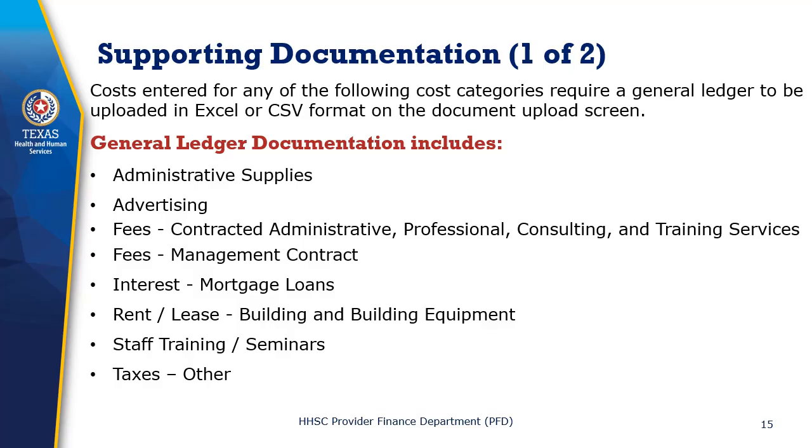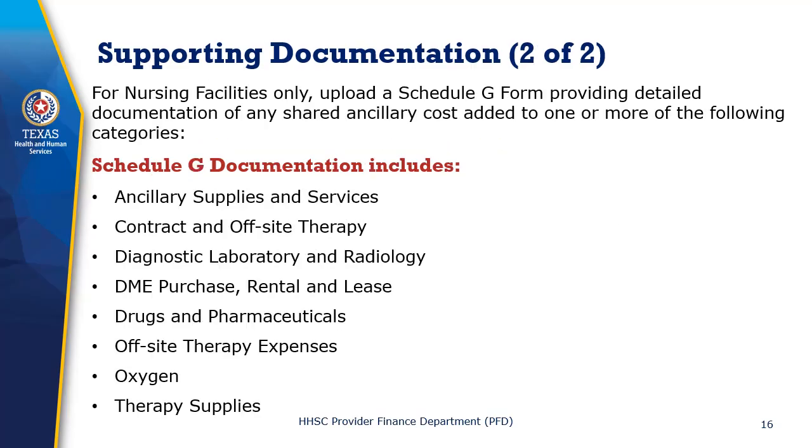Additionally, costs related to mortgage loan interest, rent or lease for buildings and equipment, and staff training seminars also necessitate the submission of a detailed general ledger. For more guidance, refer to the cost report instructions, where you can find a detailed list of cost categories and examples of sufficient general ledger documents.